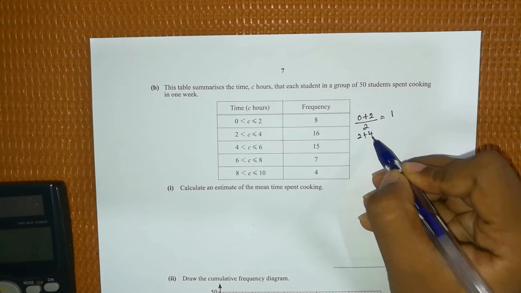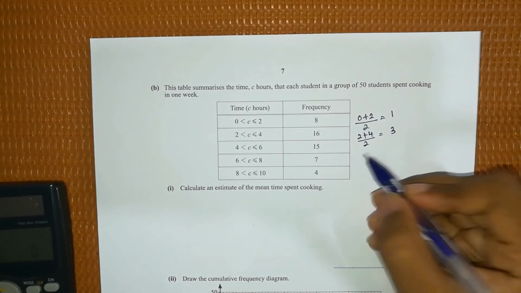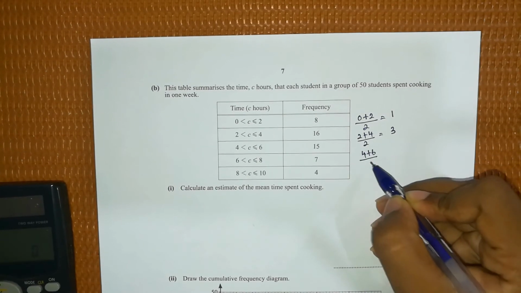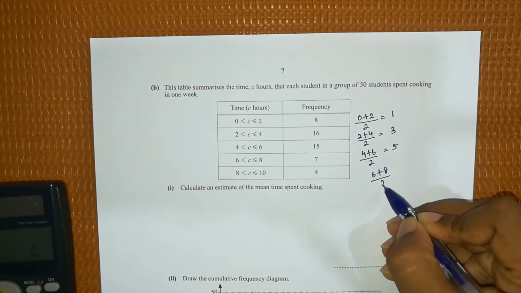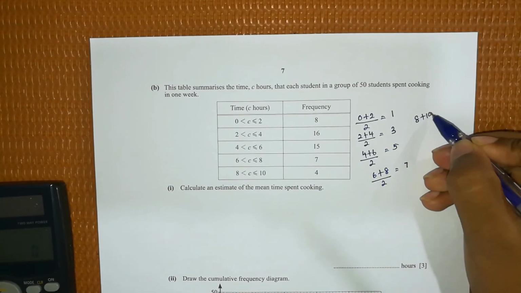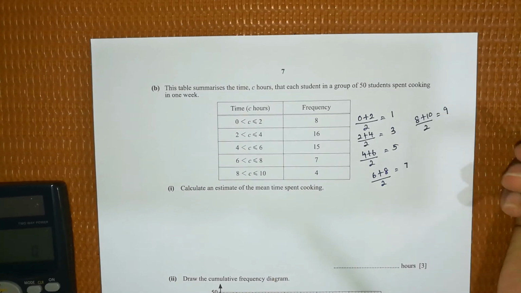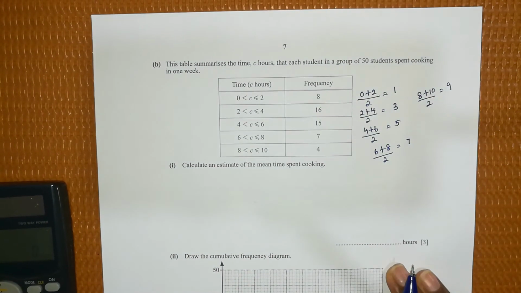2 plus 4 divided by 2, 3. 4 plus 6 divided by 2, 5. Then 6 plus 8 divided by 2, 7. 8 plus 10 divided by 2, 9. Like this way we have to consider the mid values in order to find the mean.